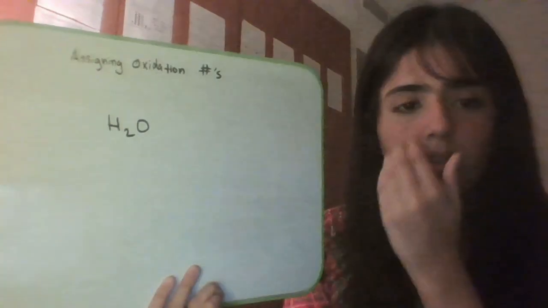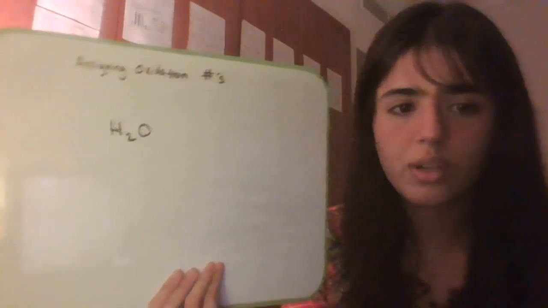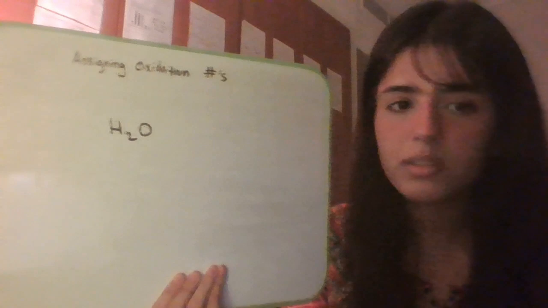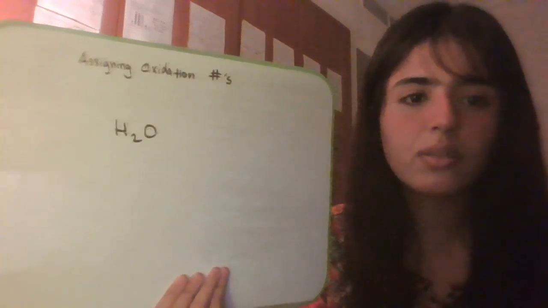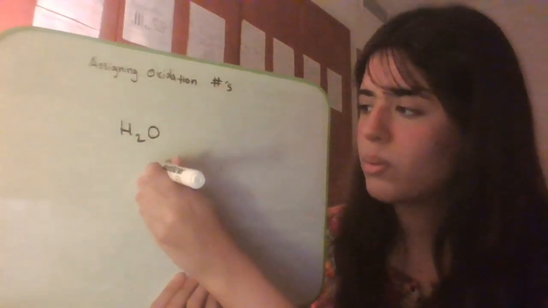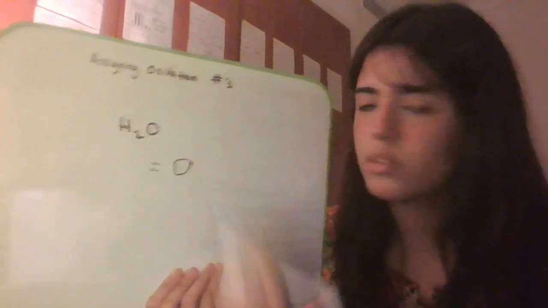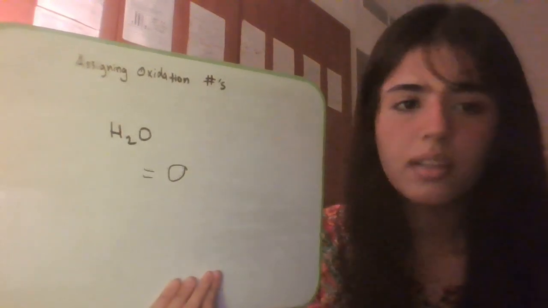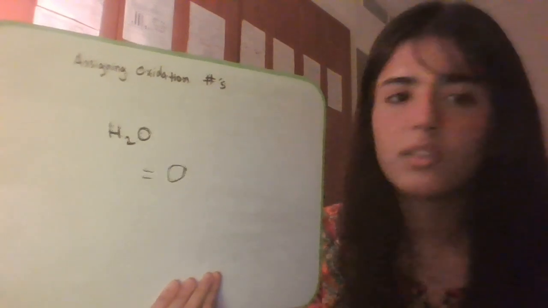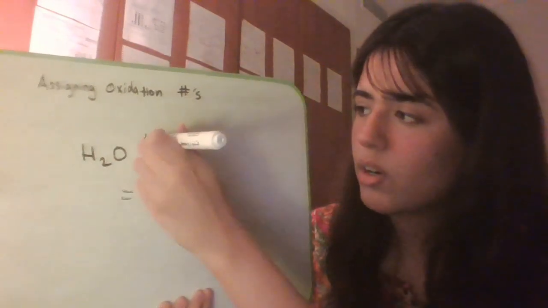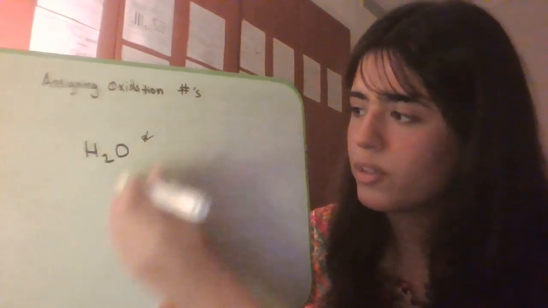Okay guys, so this is our first example and this is H2O. And we know that as a compound, H2O has a charge of 0. So what I like to do is make an equation. We're going to put this compound equal to 0. And if you remember the chart that I showed at the start of the video, oxygen we're going to put as -2.